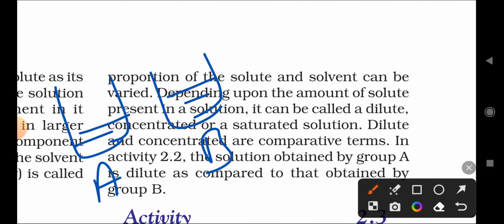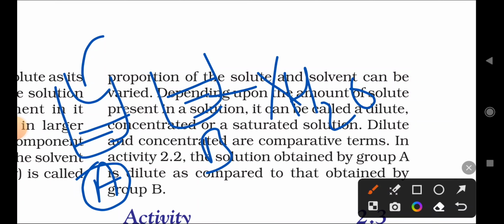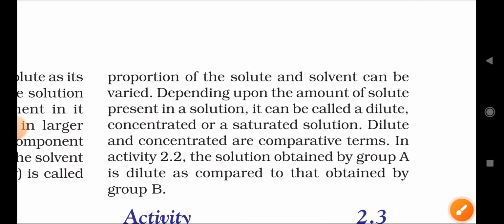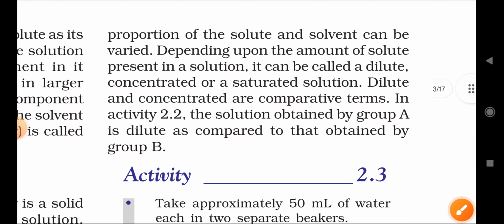The milkman adds water to the container A, and in container B he does not add water, correct? So B is called concentrated because it contains pure milk, with no water added. A is called diluted, depending on the amount of water added to it, and where there is no water, it is called concentrated. From this simple example we can easily understand what concentration and dilution are.